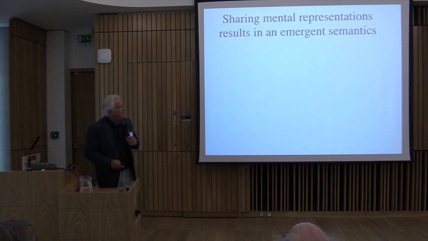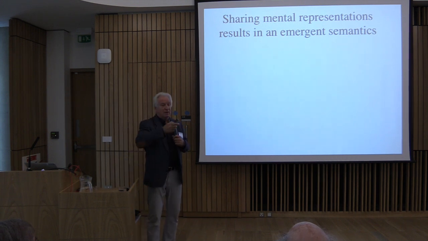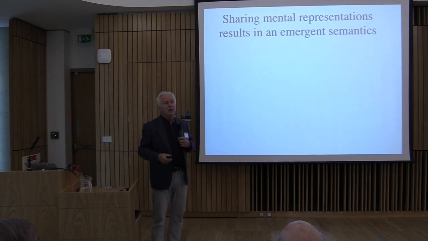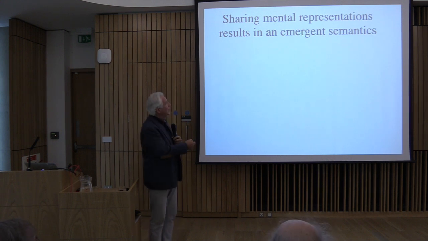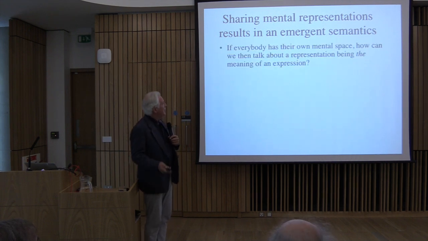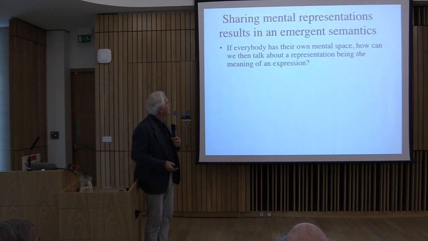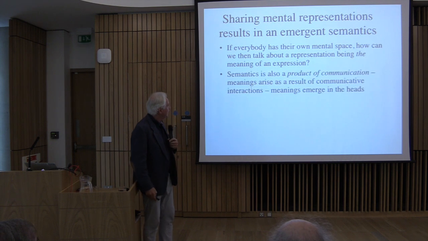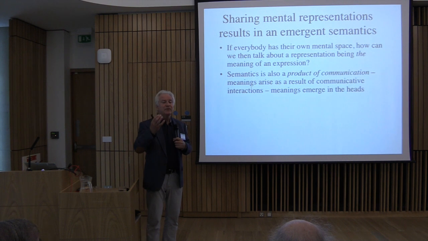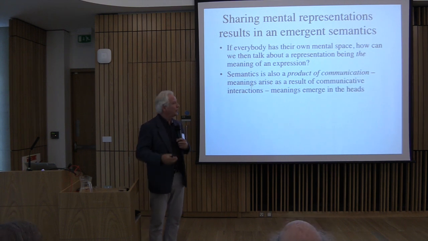So, my approach is that we are communicating. I have some ideas about what trees are. You know what elms and beech are. You can tell me the difference, and I can learn the distinction. By communicating, we come to share a semantics. I would talk about this as an emergent semantics. If everybody has their own mental space, cognitive structure, how can we talk about something being the meaning of something? That's the general problem. For me, semantics is a product of communication. Semantics doesn't exist before communication.